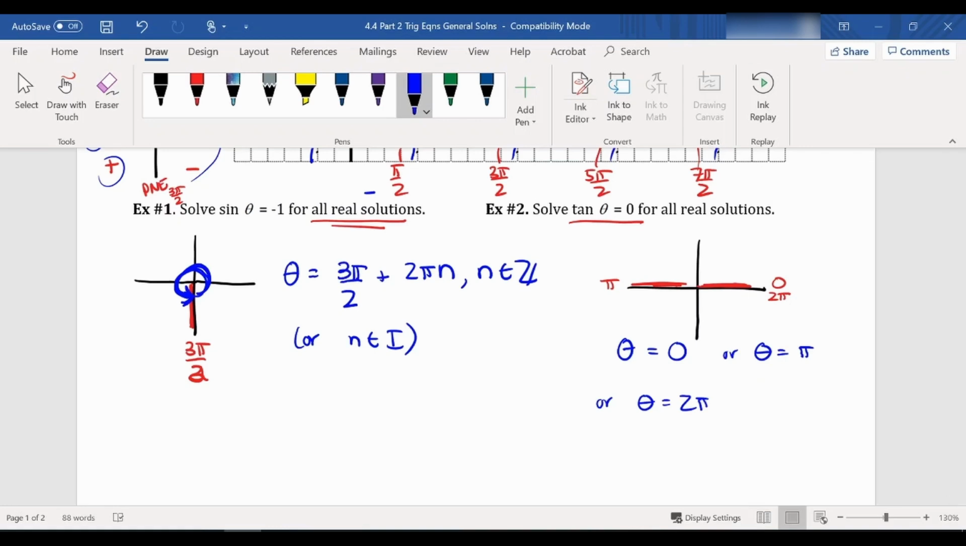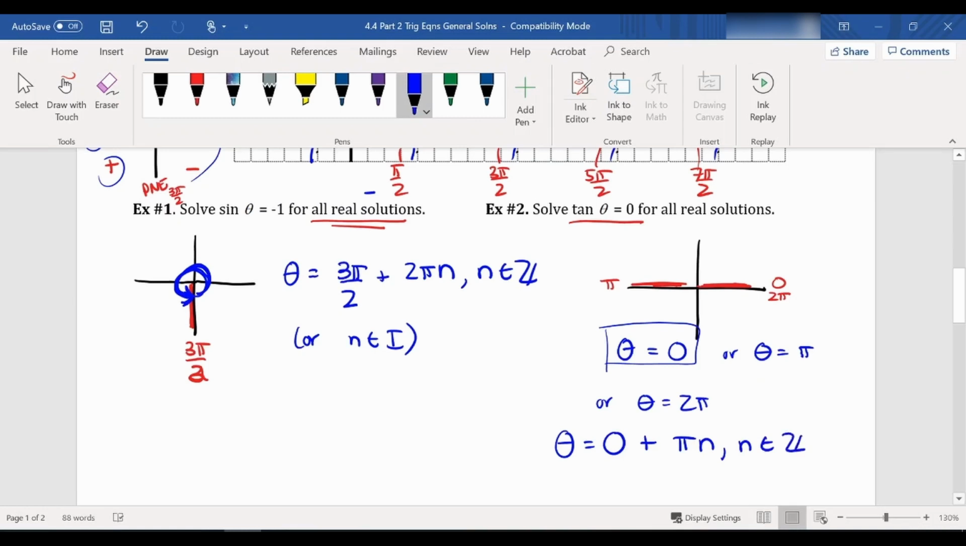We only have to add a half circle. So I would probably pick this one. This is the easiest one. 0 plus a half circle would be pi, and I can add as many of these as I want as long as it's an entire half circle. So n would need to be an integer.